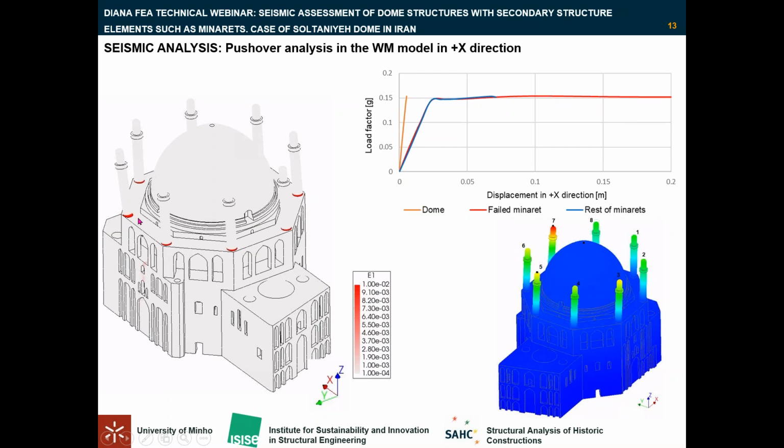In the first model, since the results in all directions were similar and in all directions the failure mechanism was observed in the minarets, only the results in the positive X direction are presented here.